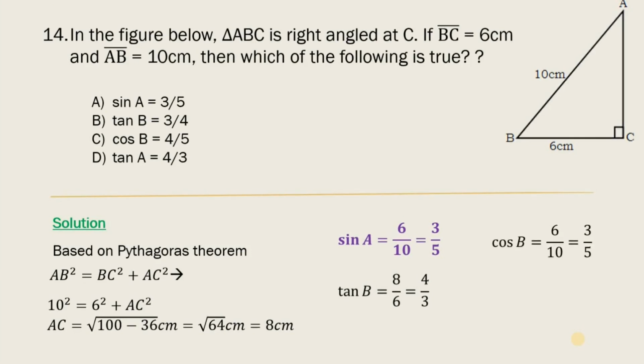cos B is 6 over 10, or 3/5, and tan A is 6 over 8, or 3/4. So the one which is true is A. Sin A equals 3/5. This is the end of Unit 7.